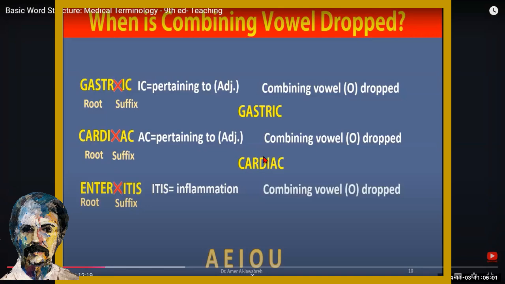Okay? So the ic starts with I, it's a vowel. The ak starts with an A, it's a vowel. And the itis here starts with an I, then it's a vowel. So these are vowels at the beginning of each suffix, and we don't need the O. This is the rule. I have written this, enteritis. Combining vowel is dropped when suffix starts with a vowel. Put this here.